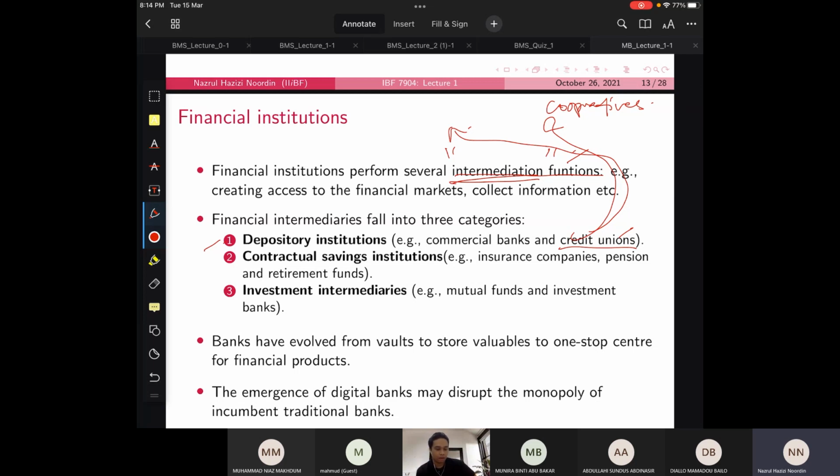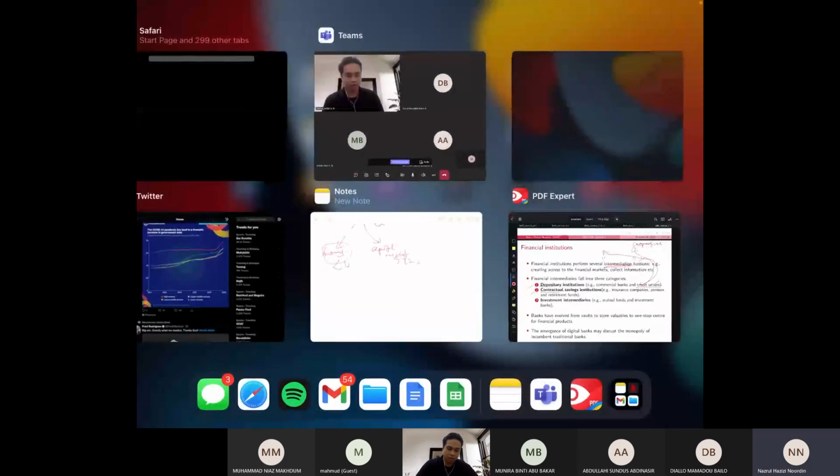And then you have what we call the contractual saving institutions, right? What is the difference between depository and contractual saving? It is basically the obligation that you have as a depositor, right? So let me use this again.